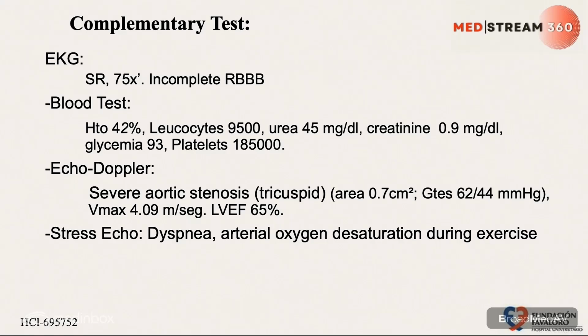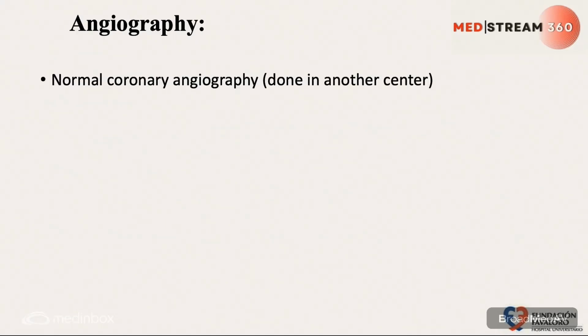Clinicians at the beginning were a little confused about the symptoms, so they asked for a stress test echo, which showed the dyspnea with arterial oxygen desaturation during exercise. So we interpret this due to the severe aortic stenosis, so they referred the patient for evaluation. Next. She underwent a coronary angiography in another hospital.